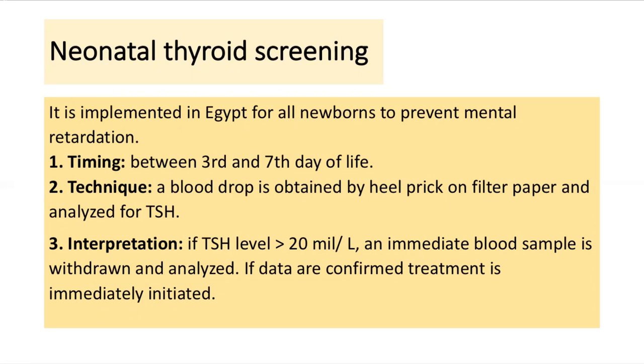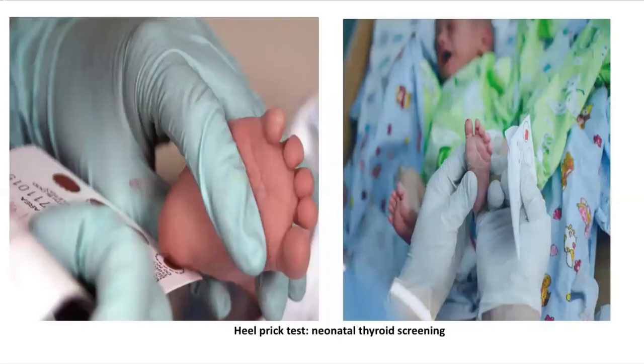So it is usually done between the 3rd and 7th day of life. A blood drop is obtained by heel prick on filter paper and analyzed for TSH. If the TSH level is more than 20 milliunit per liter, an immediate blood sample is withdrawn and analyzed. If data are confirmed, treatment is immediately initiated. فبناخد العينة اهو من كعب الرجل.